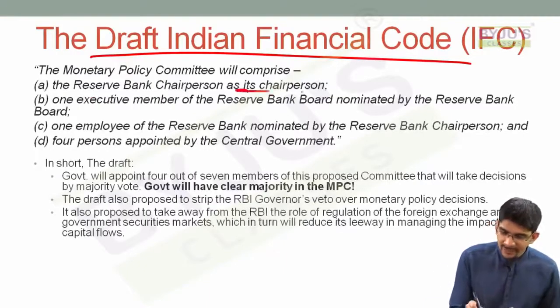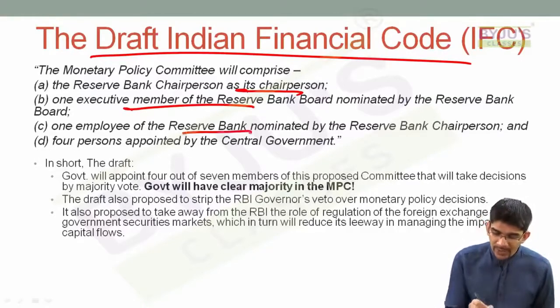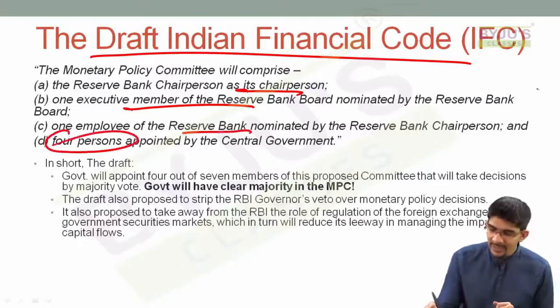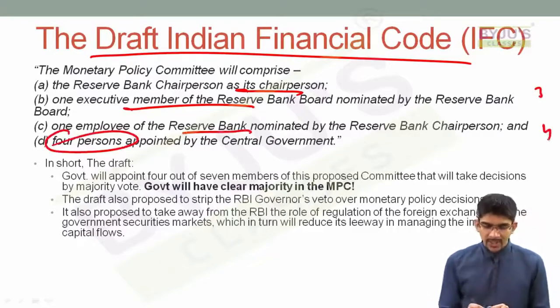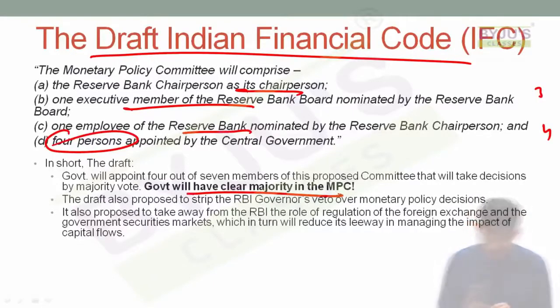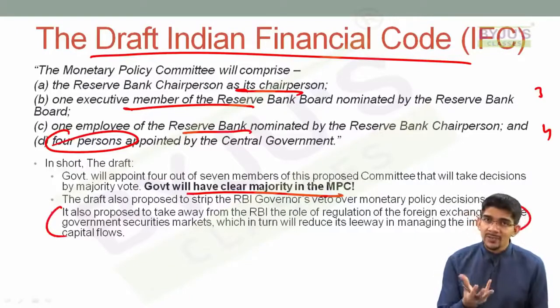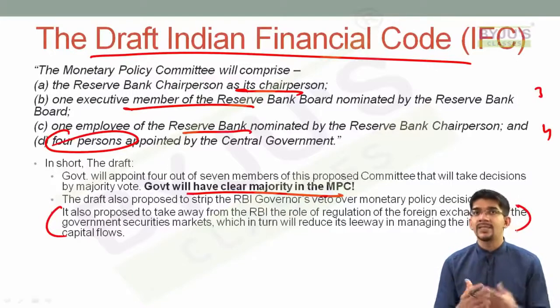So we'll have the Reserve Bank Chairman as chairperson, 1 executive member of Reserve Bank also nominated, 1 employee of Reserve Bank nominated by the Reserve Bank chairperson, and 4 persons appointed by the government, a 3:4 ratio. Government will have a clear majority in MPC in this particular structure. It also proposed to take away some other powers of RBI. So government is encroaching more and more into RBI territory here, which is why this led to a lot of controversy in the economic circles.